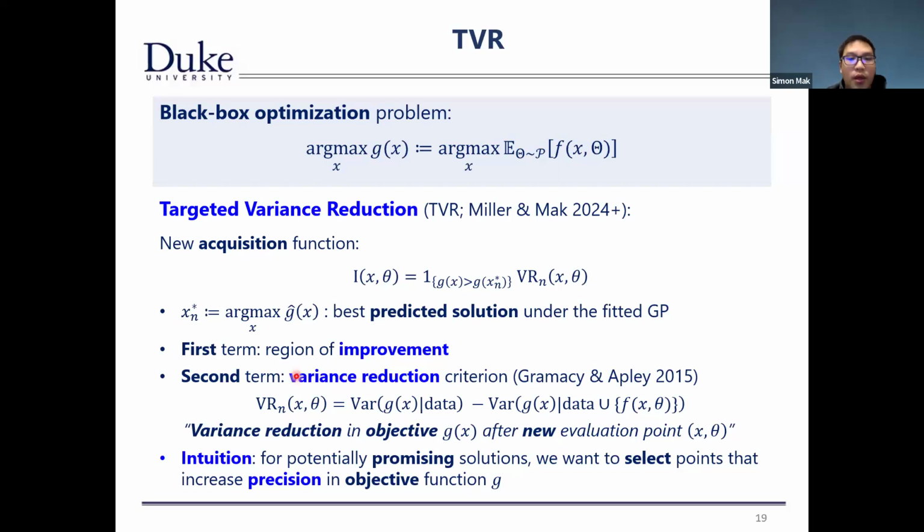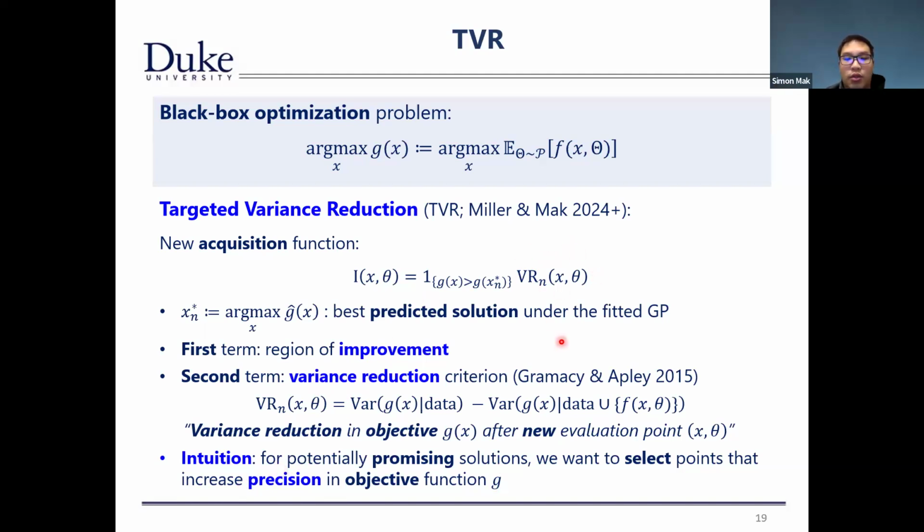The intuition behind this acquisition function is that for promising solutions, we want to find points that increase the precision in the objective g. You can think a little bit about this: the need for precision arises from the fact that we have uncertain input parameters.